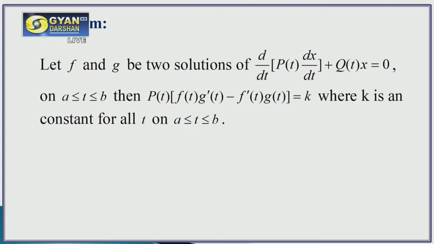Let f and g be two solutions of this self-adjoint equation, and then we show that this term is a constant. Now, why are we interested in this theorem? This theorem is important to prove the next theorem, which is important. But this is just a mediator step which we need to prove a bigger theorem. That's why we are also proving this mediator step as a theorem. So what this theorem basically states is, if you have two solutions, this term becomes constant. In the next slide, we see the proof of this theorem.